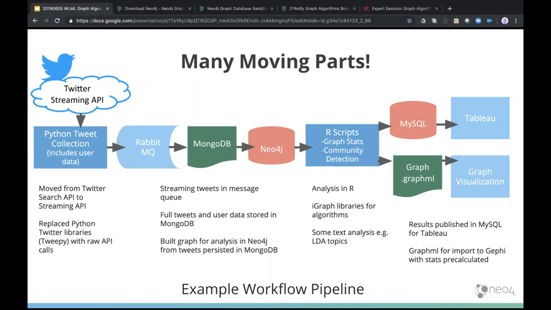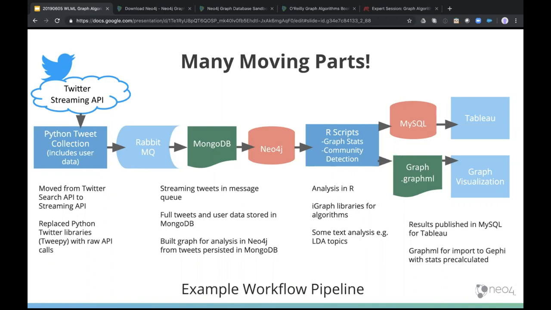John Swain talked at one of our conferences and he showed us his pipeline. This is what he did. He would have a Python script to collect all the tweets, put it onto a queue, put it into MongoDB, export it into Neo4j, then run a bunch of R scripts on it, get the results from it, and put those either in MySQL or in a GraphML file. Then he would visualize it and analyze it. That was his process, 2016.